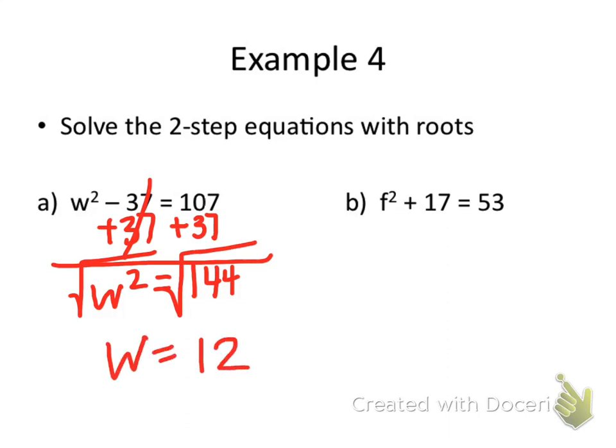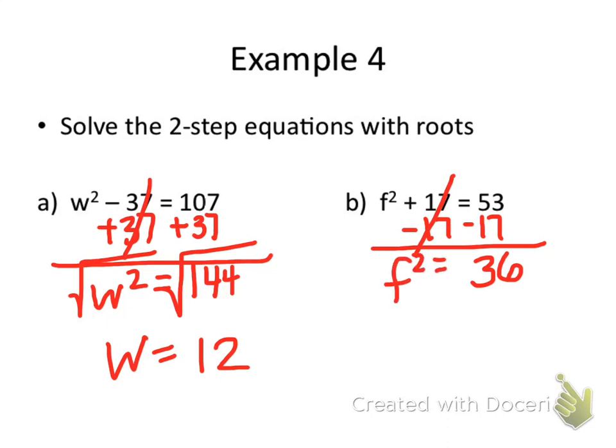equals 12. For part B, we will undo the addition first by subtracting 17 from both sides. And we get f squared is equal to 36. And again, take the square root of both sides so that we get f is equal to 6.